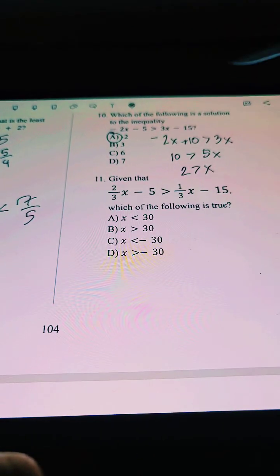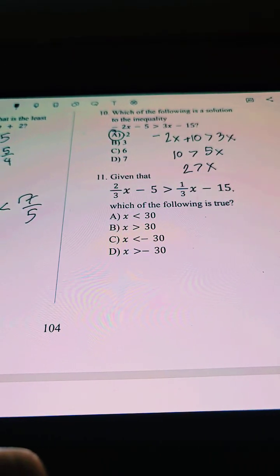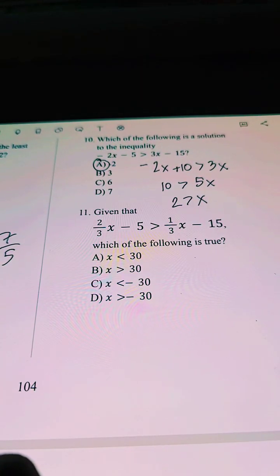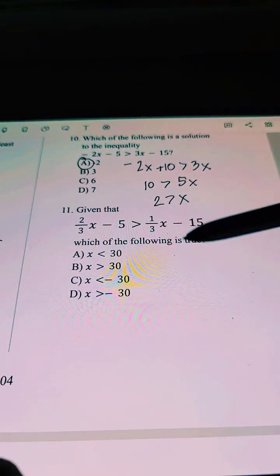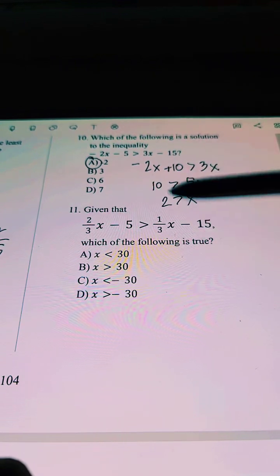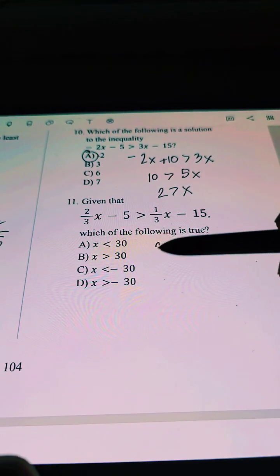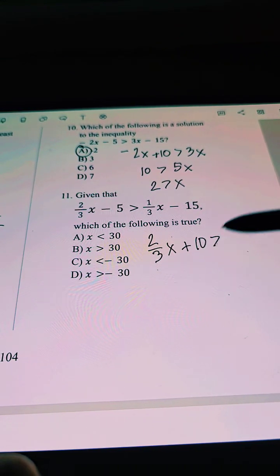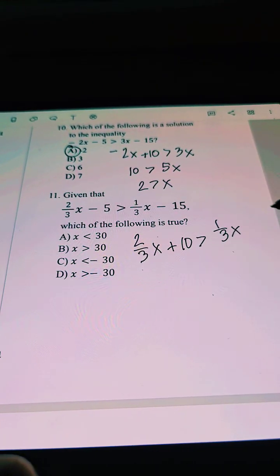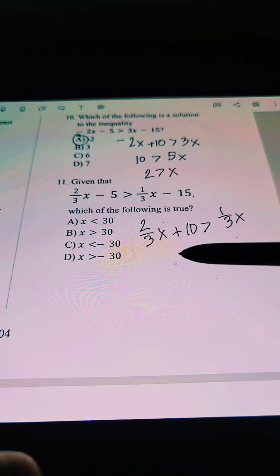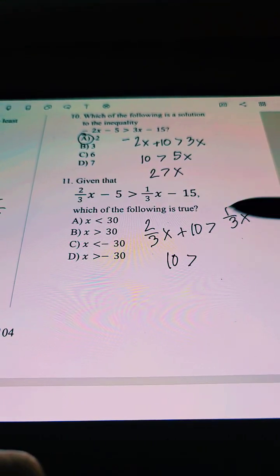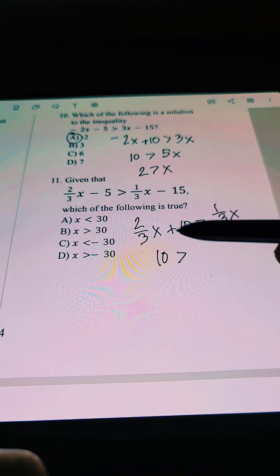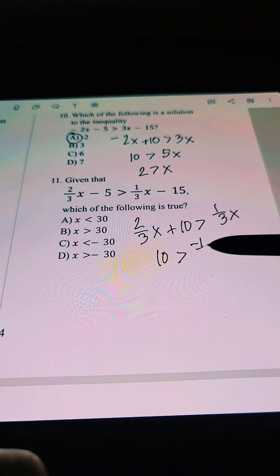So let's keep going to number 11. For number 11, again, very similar to solving equations. So let's start by adding 15 to each side. So then it's going to be 2/3 x plus 10 is greater than 1/3 x. Now I'm going to subtract 2/3 x from each side, so then we get 10 is greater than 1/3 x minus 2/3 x, which is negative 1/3 x.